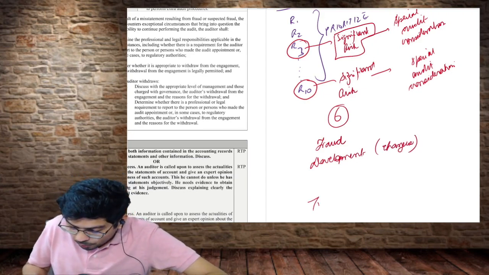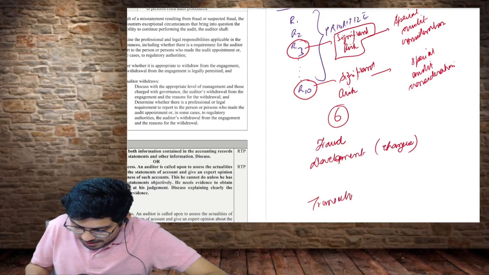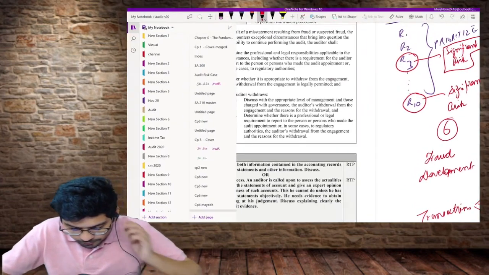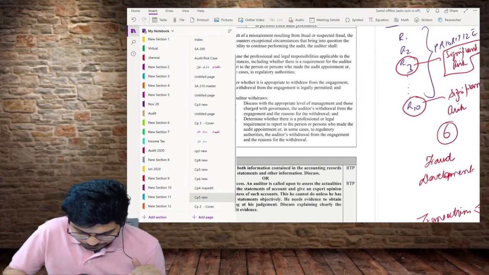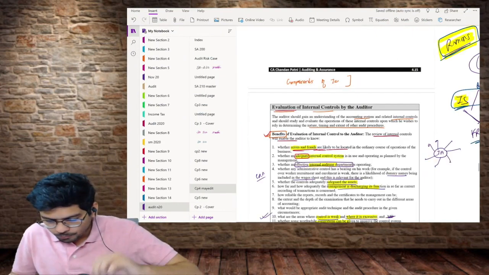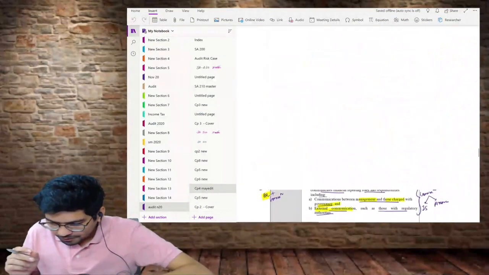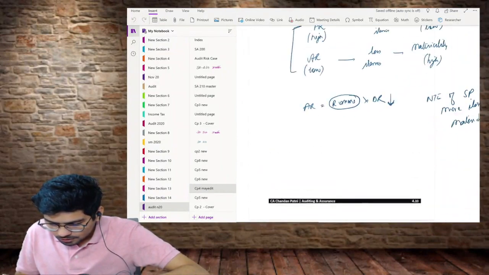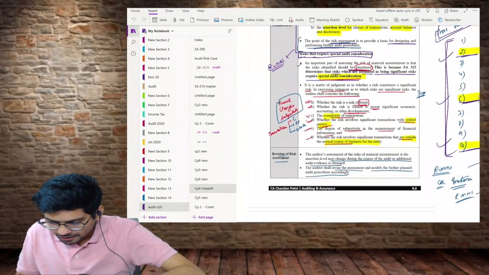Then there were points with respect to transactions. Any transaction, 3 transactions we had covered. If you are not able to recall, let me take you back to the chapter. Yes, this is an important point here. So 315, the 6 factors, so that you are able to recall what I am actually referring to.